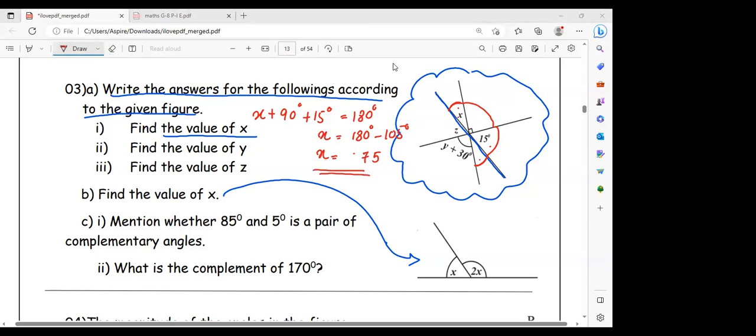Janumi, it is not correct. Check the answer again. This is how you should have got the answer. Okay. Then find the value of y. How do you have to find the y?